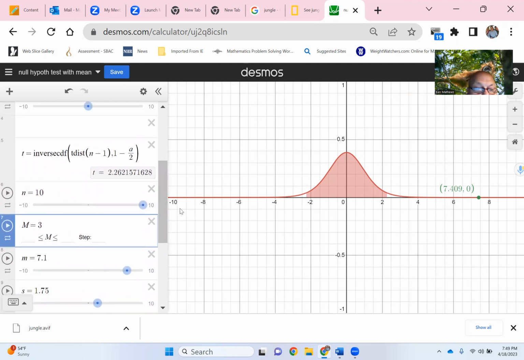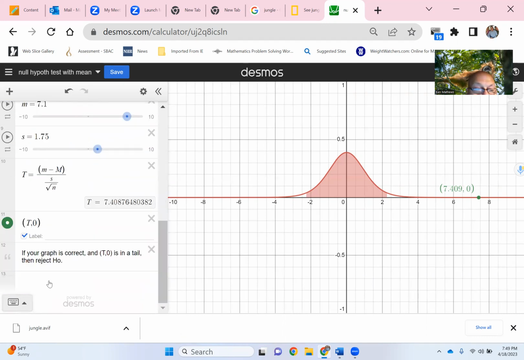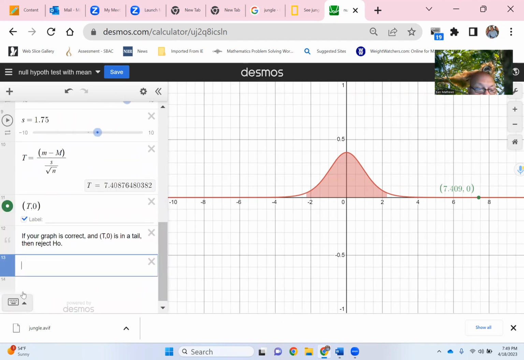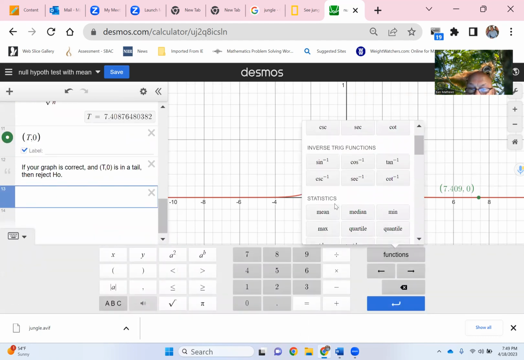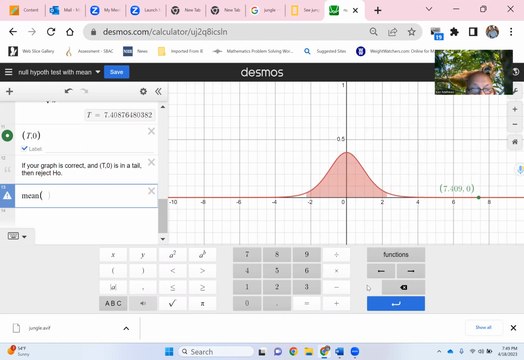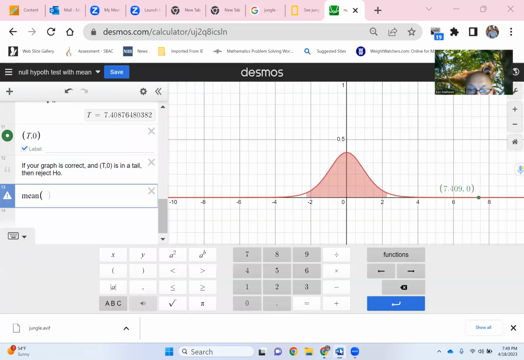So let me make sure we have the right area. 0.95, yes, that's the right area. Okay, so what we have to do here is go to my keyboard, go to functions, go to statistics, and we're going to find the mean. And I have to type in my values there. Unfortunately, they don't cut and paste very well. So 2.87, comma, 2.56, comma. They're not in the parentheses. But now they are. Okay, let's keep going.